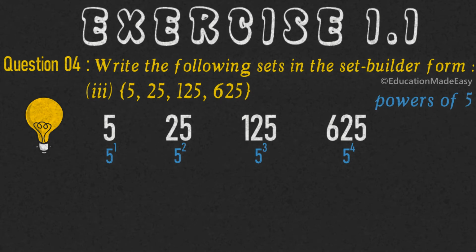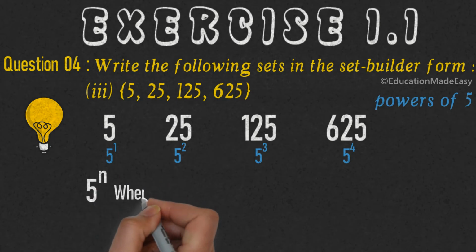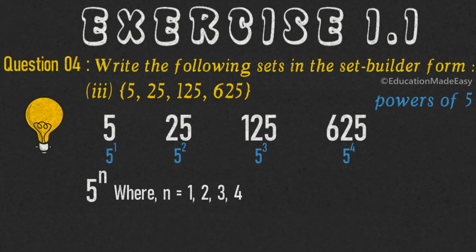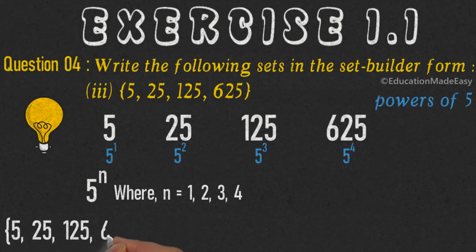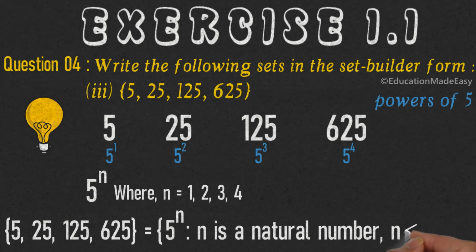This means we can represent the elements of this set using the general formula 5 raised to n, where n is equal to 1, 2, 3, 4. Therefore, we can write set of 5, 25, 125, 625 is equal to set of 5 raised to n, where n is a natural number and n is less than or equal to 4.